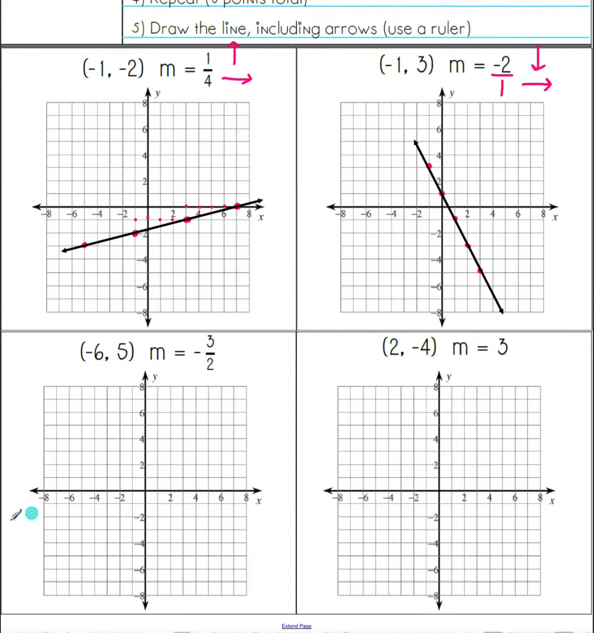Okay, next one. So if we have the point -6, 5, so to the left 6 and up 5, make my point. We have a slope of -3/2. So if it's a slope of negative, then we are going down and always running to the right. So we're going to go down 3 and over 2, make another point, down 3 and over 2, make another point. We can continue on and connect those points with a line.